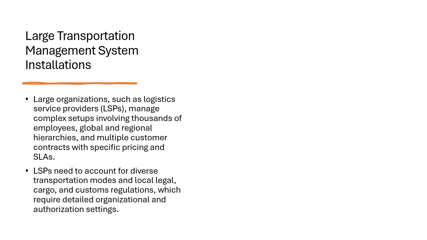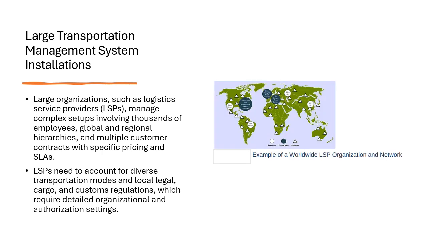And the logistics service providers also need a flexible organization setup to adapt to new services and regions while ensuring efficient data security and process transparency. So this figure shows a global LSP with a complex logistic organizational structure spread across 150 countries. The example shows how different regions interact with customers and subcontractors under a multiple-level organization hierarchy. It also highlights the need for detailed authorization settings to protect sensitive data within the organization.